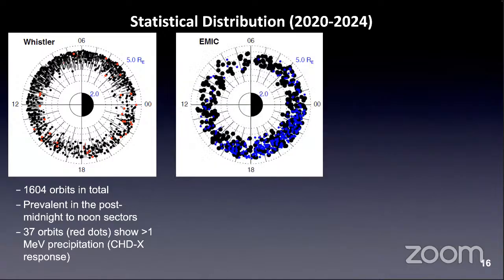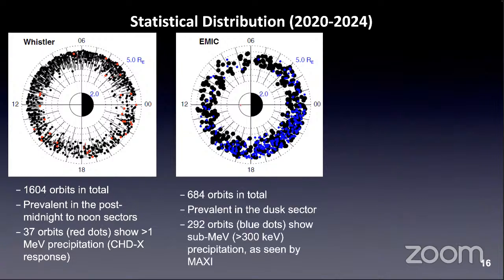And similarly for the EMIC wave-driven precipitation, we show the same distribution. For this data set, we identified about 700 orbits for EMIC-driven precipitation. And you can see a predominant preference in the dusk sector, as expected for EMIC waves. And very interestingly, these blue dots mark about half of the orbits that show simultaneous sub-MeV electron precipitation as seen by MAXI at ISS. Potentially related, again, to the specific features of EMIC wave scattering.